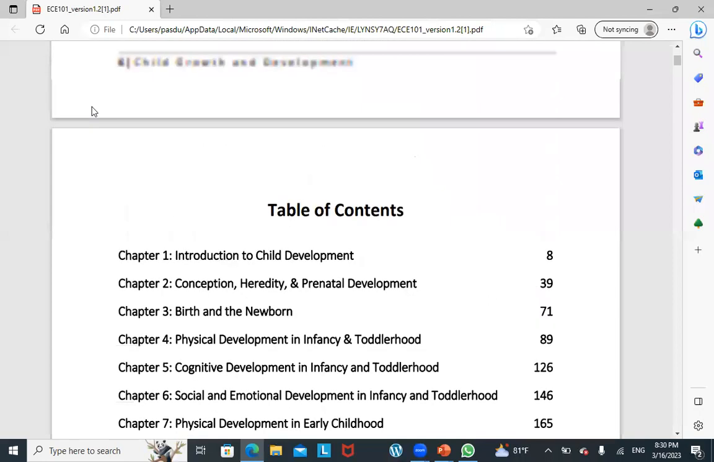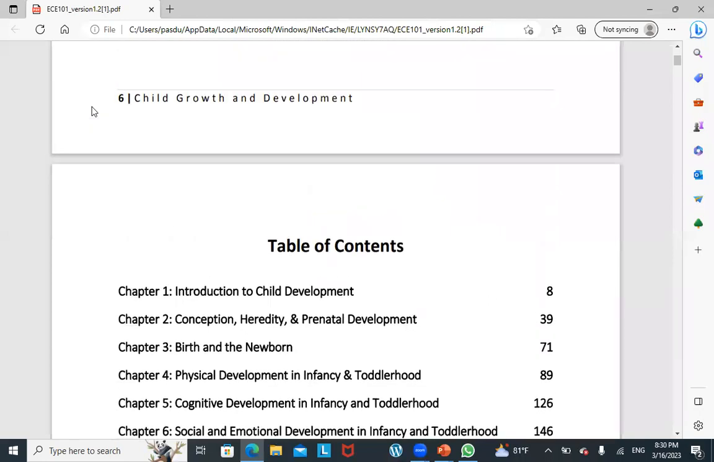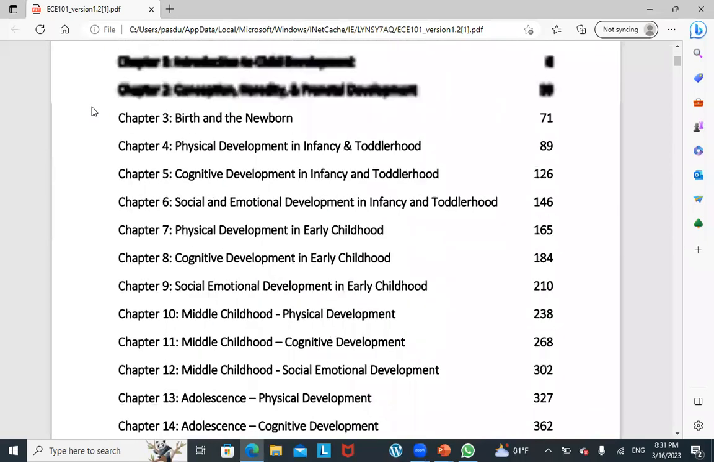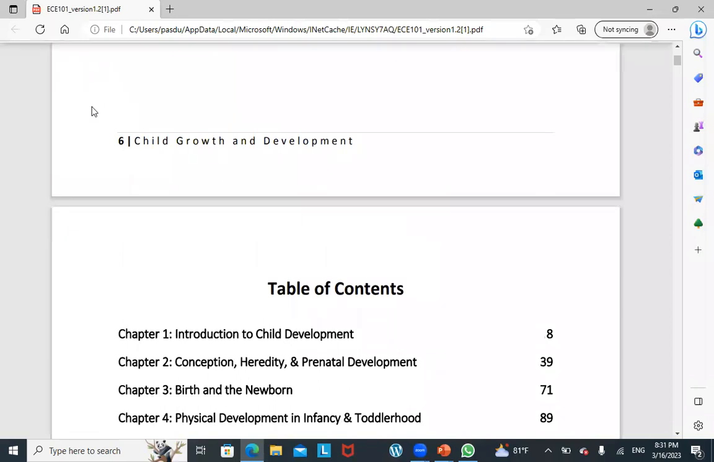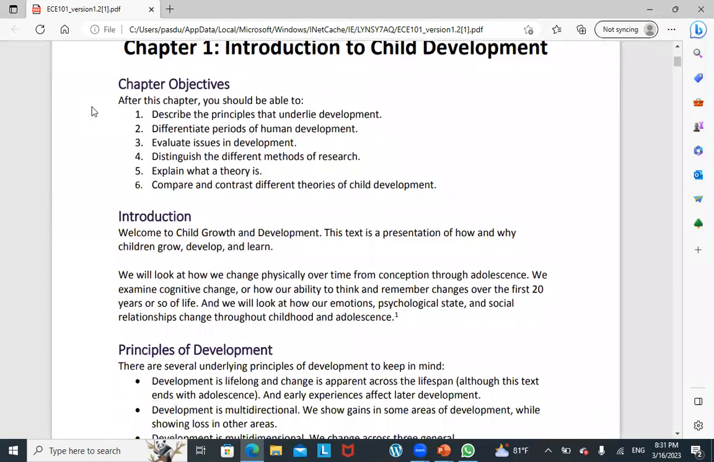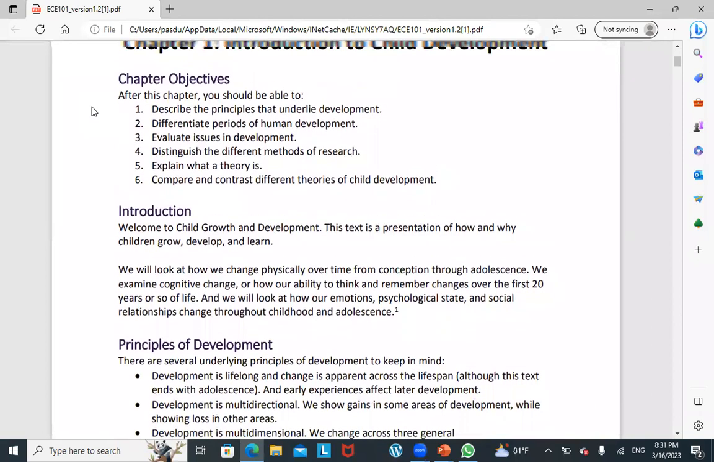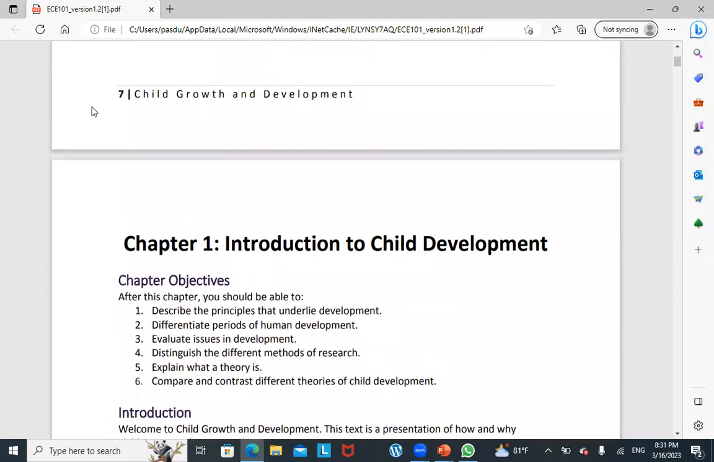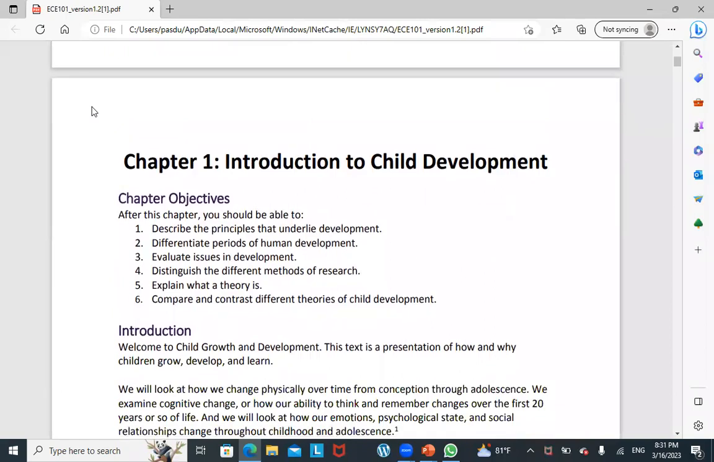Can you see it now? Yes, sir. Here we'll see, right? The first thing is about introduction to child development. So you can read this. Under these things, we are going to learn: describe the principles that underlie development, differentiate periods of human development, evaluate issues in development, distinguish the different methods of research. Beyond the fourth objective, it's not that important for us. Up to the fourth objective, it's important.